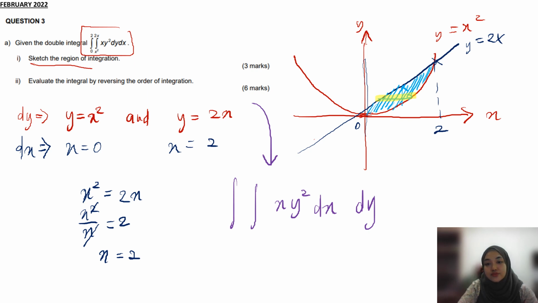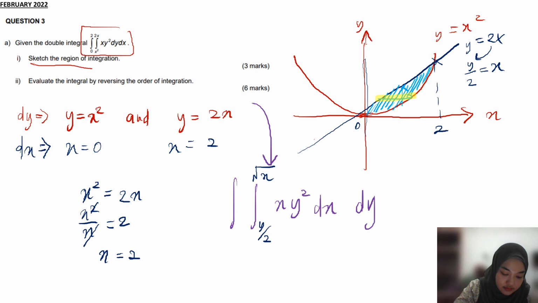So you are supposed to write this line in terms of y. You have to find it in terms of y. So x equals, you bring this one over, y over 2 equals x. So from this one, y over 2 until this one, x. Sorry, supposed to be in terms of y. So y goes inside here.